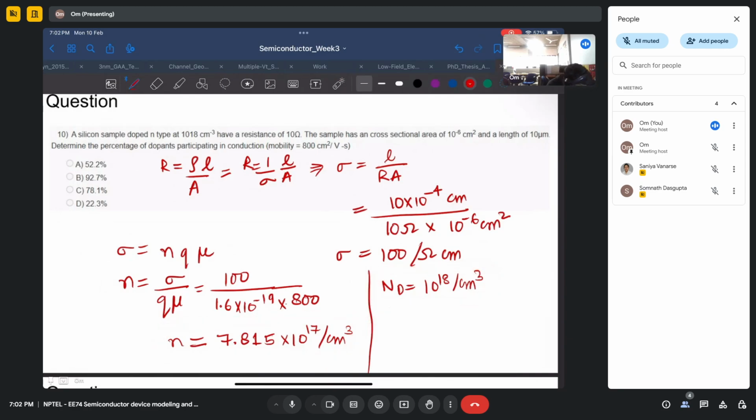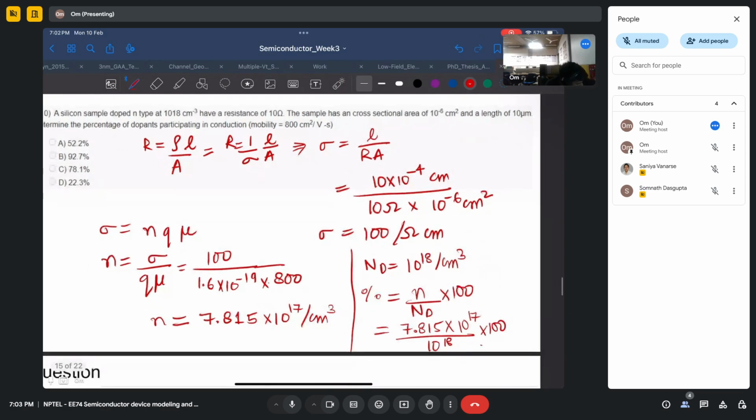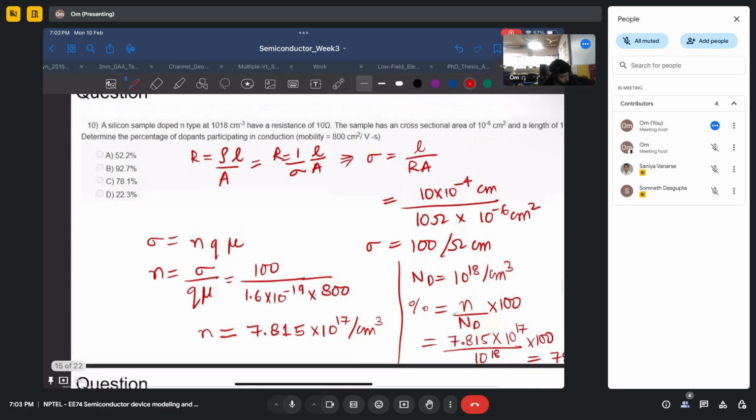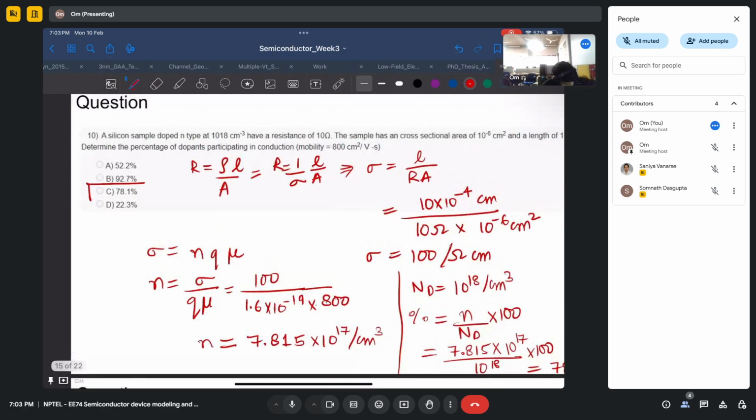So the required percentage is n upon Nd into 100, which is 7.815 into 10 to the power 17 upon 10 to the power 18 into 100. And we solve this, it is 78.15%, which is option C.